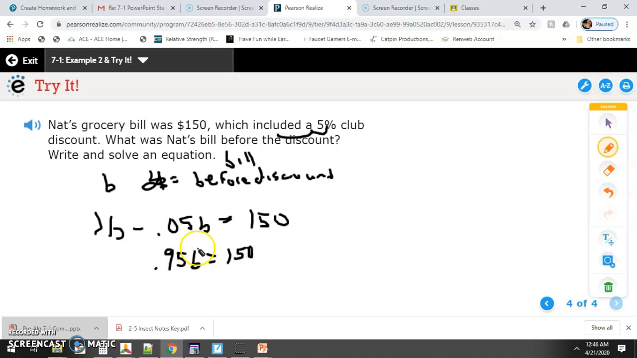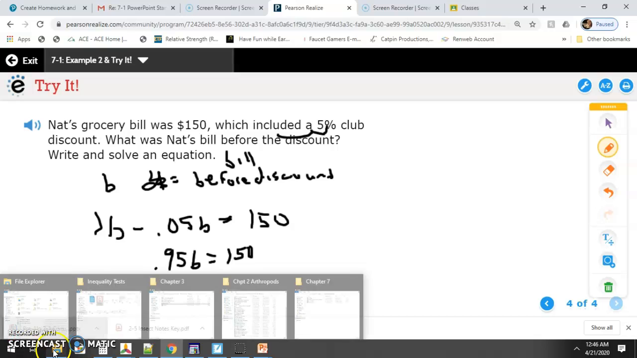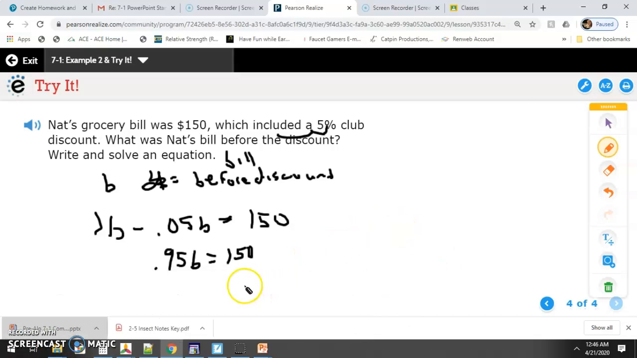And then you just need to grab your calculator to save some time. 150 divided by 0.95. Boom. It's about $157.89, if I did that right. Which I think I did. I should probably check. Anyhow, you just have to trust me that I did that right. So that would be his bill before the discount, which makes sense because it's more expensive than $150.